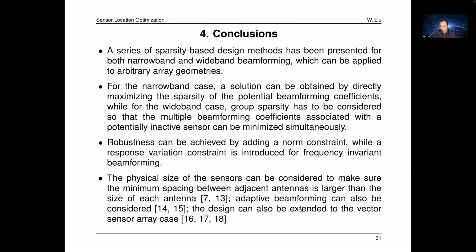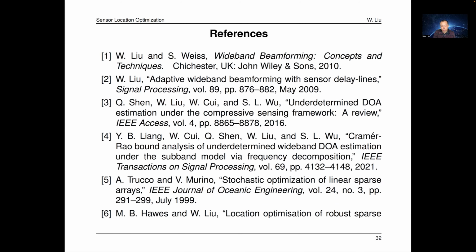And then the design can also be extended to the vector sensor array case, because in our design, we only considered the traditional scalar sensors, right? But the design can be extended to the vector sensor array case. Here are some references closely related to the presentation. It's mainly from my group, okay, the publications.